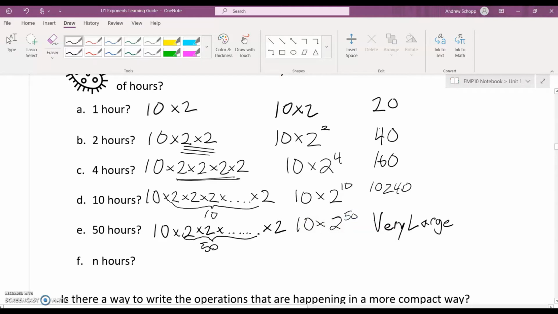For the last one, for n hours, n is just representing any number of hours. And for this one, we would have an expression of 10 times 2 to the power of n. So that's one use of powers. Anytime when there's repeated multiplication, we want to shrink it down. Here's an example of how that would work. And you often see this in scientific notation as well.